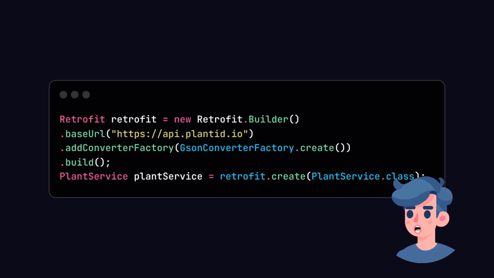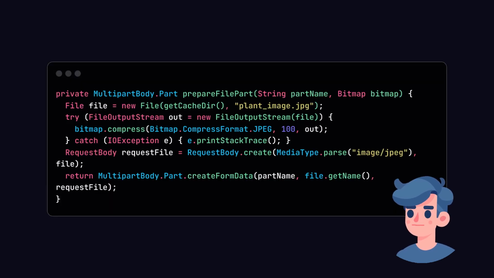Let's move on to configuring Retrofit in your application. This will initiate the Retrofit instance with the base URL of the API and the converter factory, in our case, for JSON. Now, when the user captures an image, we will convert that image into a suitable format and send it to the API for identification.